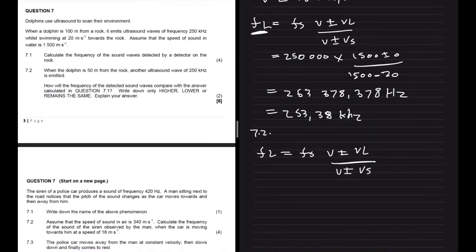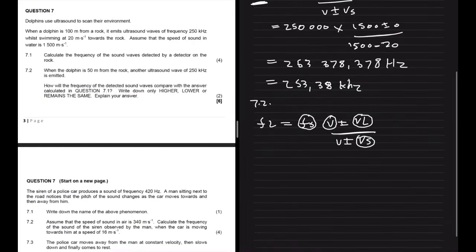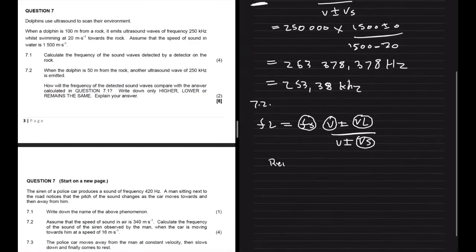What are the variables that affect the frequency detected? It's the frequency emitted, the velocity of the sound in that medium, the velocity of the listener, and the velocity of the sound source. The distance between the two has no effect as far as this formula is concerned. So now, because the distance between is no longer 100 meters and it's 50 meters, it won't matter. So the right answer is remains the same, right?